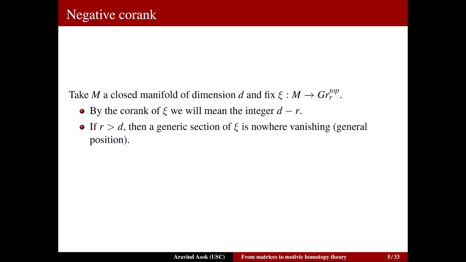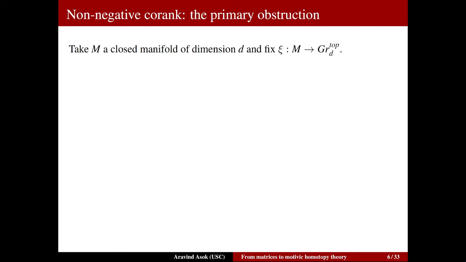All right, so maybe the first basic fact is a general position argument. If the rank is larger than the dimension, then if I choose a sufficiently generic section, it will be nowhere vanishing. So in other words, I can always find a lift in that diagram, assuming my rank is larger than the dimension. This case is maybe not so interesting, but it'll be important for the algebraic problem I talk about later.